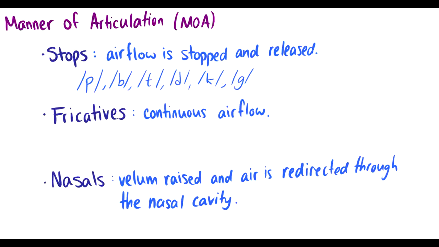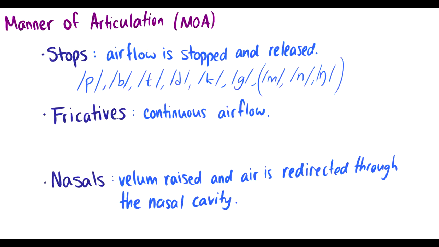Technically, nasal sounds like m for music, n for night, and ng for sing, we do make an obstruction and it goes through the nasal cavity instead, so it comes out of our nose. But we usually put these in brackets because they're not necessarily real stops, but they're classified as stops.